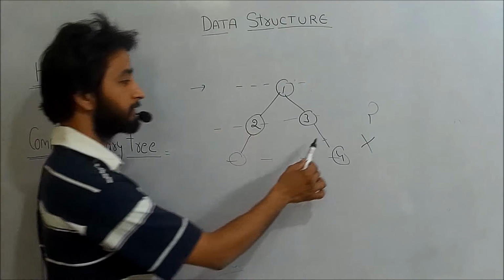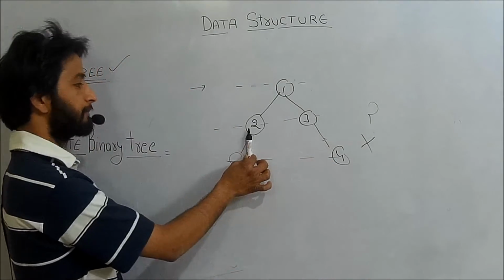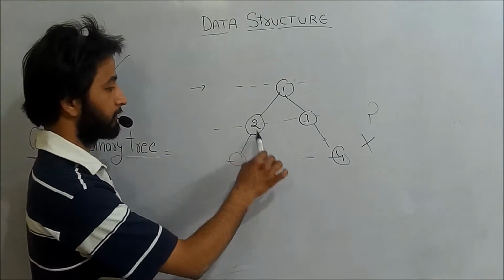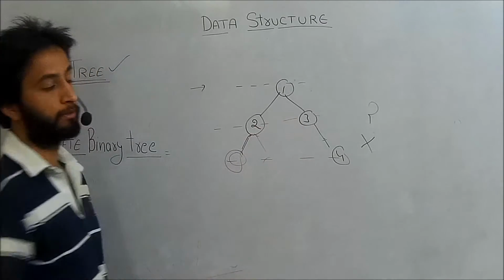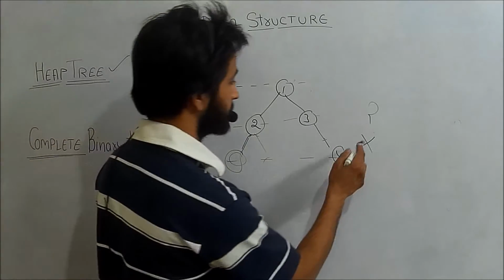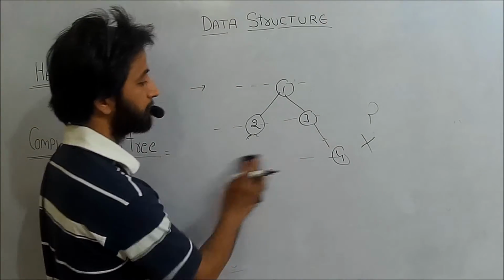I can move to this side only when this element is the root, when this side is fully completed, then we can move to this side. Okay, so we can say that this one is not a complete binary tree.